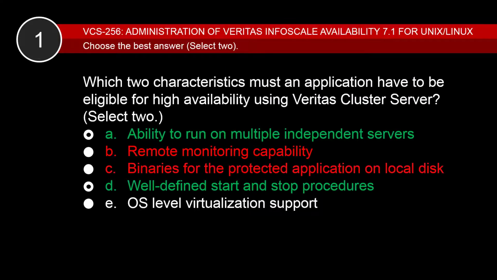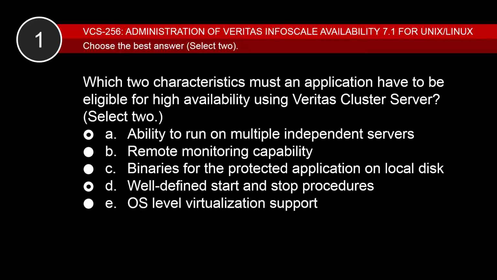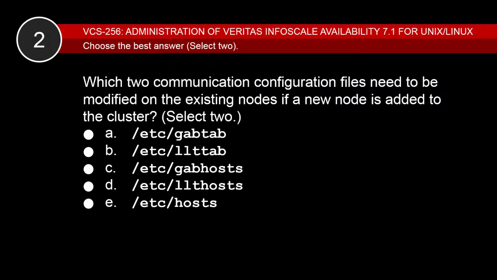C is incorrect because VCS also supports applications where the application binaries are installed on storage shared across all cluster systems. And E is incorrect because VCS supports applications running on both physical and virtual environments. Next question. Which two communication configuration files need to be modified on the existing nodes if a new node is added to the cluster?